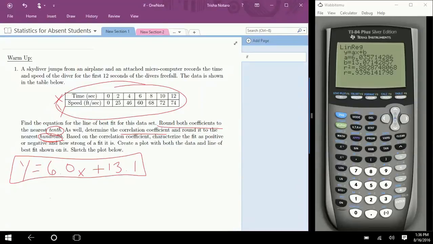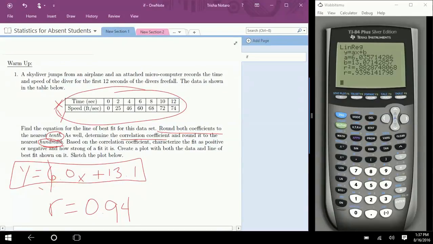So we're going to put R equals, and now it's R, not R squared. Okay, so we put 0.94. We round up here, and there is a decimal in there. Okay, so now we have those two things. Oops, I don't know what I just did. Erase that. Okay, so let's change colors.